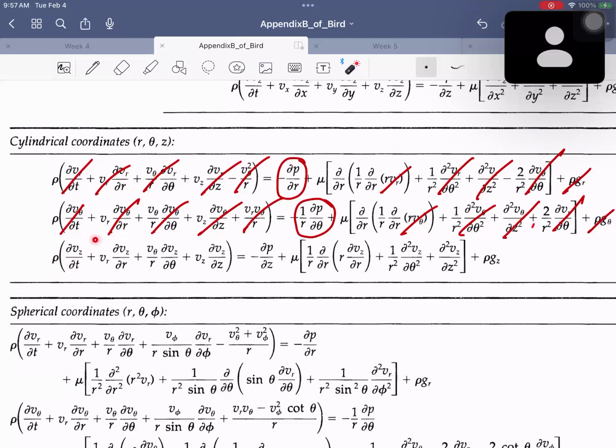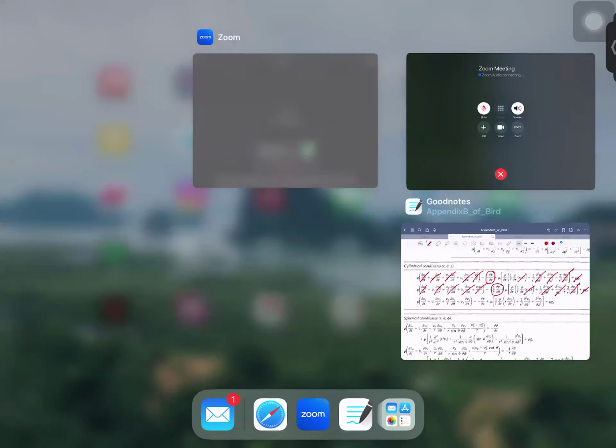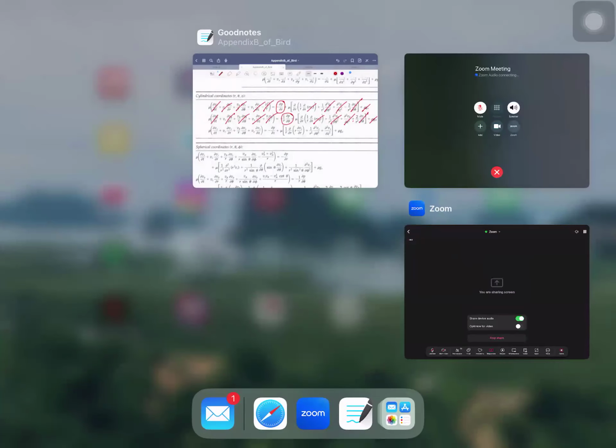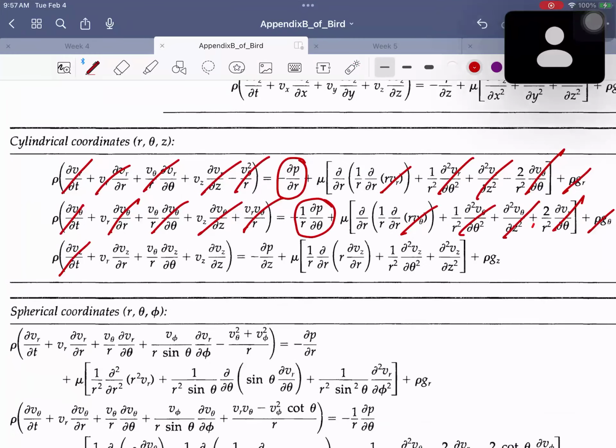Do we have the first term? Is it 0? dVz by dt, is it 0? Yes, because it's steady state, right? Anything that changes with time will be 0.